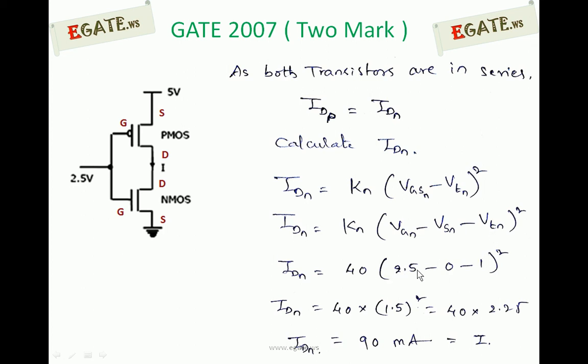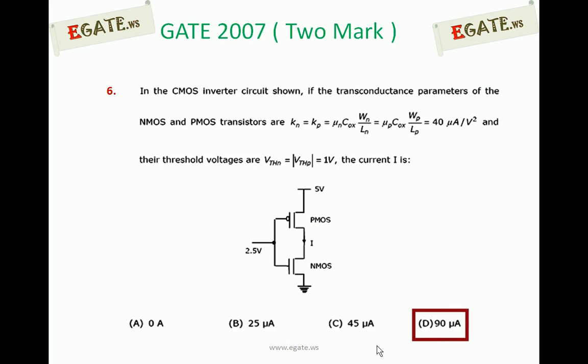So 40 into (2.5 minus 0 minus 1) whole square is 40 into 1.5 whole square, which is 90 microamperes. Current flowing through NMOS is 90 microamperes. The same current also flows through PMOS because they are in series. The correct answer for the given question is D, 90 microamperes. Thank you.